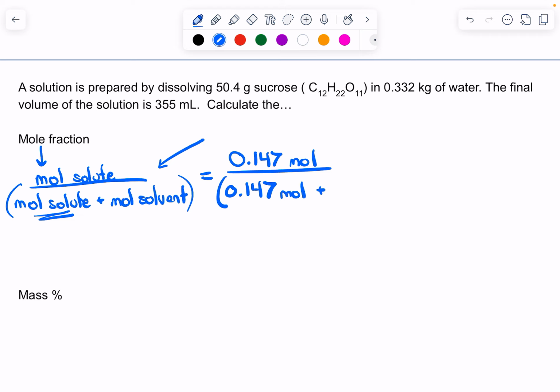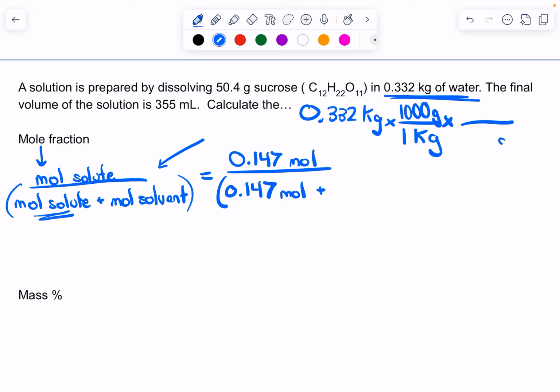So how do we get the moles of the solvent? The solvent is water, and we have the mass, so we're going to have to calculate that to give us the moles. So 0.332 kilograms to moles. So it's in kilograms. We need to first get that to grams. Then we can use the molar mass to convert. So we multiply by 1,000 to get it into grams.